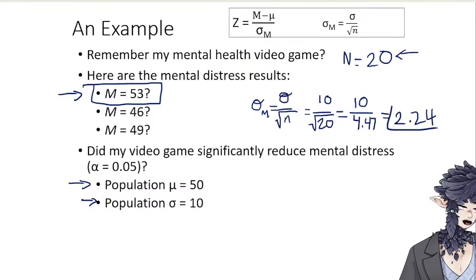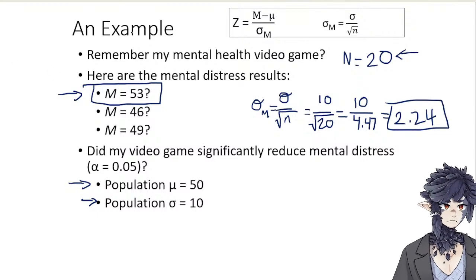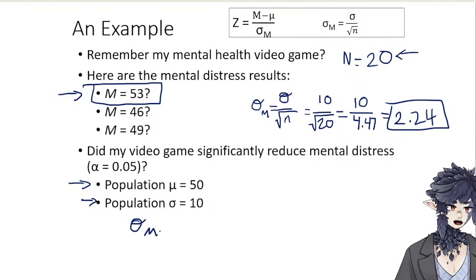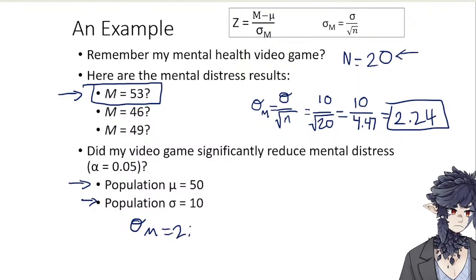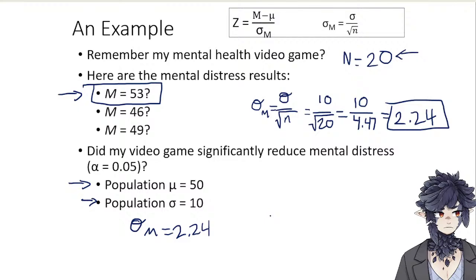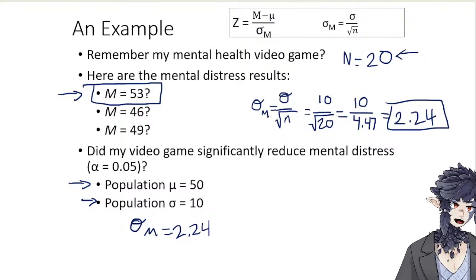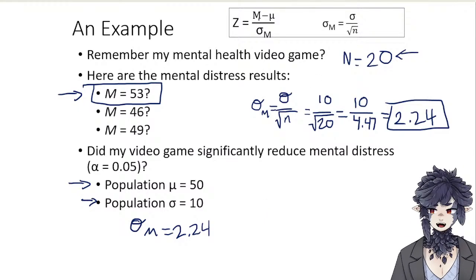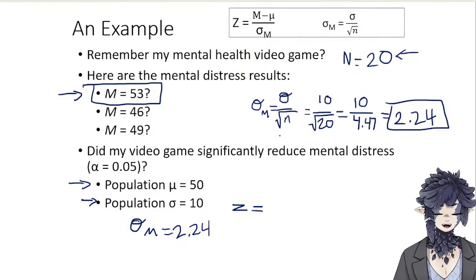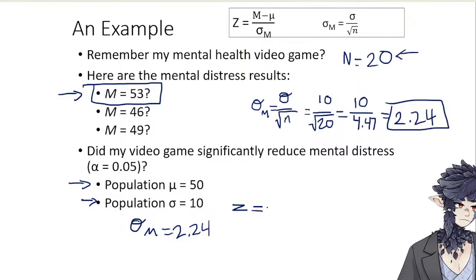2.24. And just so we don't lose track of that, I'm also going to write over here, along with some of this other information, our standard error is 2.24. If I don't keep my information together, I start losing track of it. That's why I like to do that. All right, now that we have the standard error, we have everything that we need to calculate our z-score. Find out how far away our sample who's played my video game is from the population.